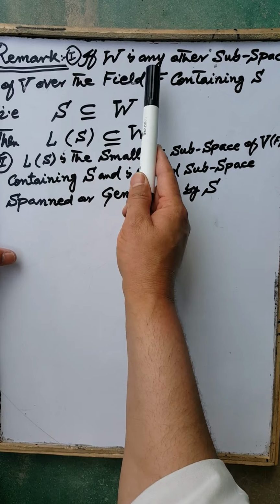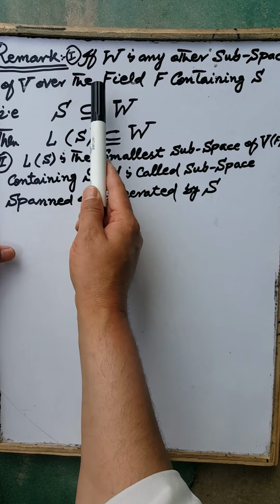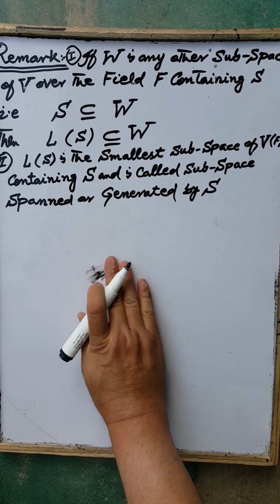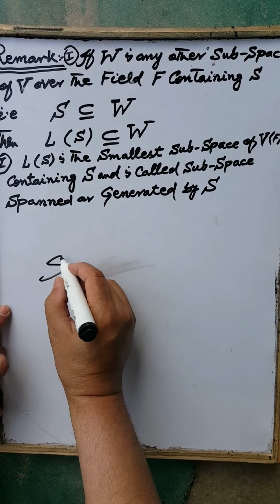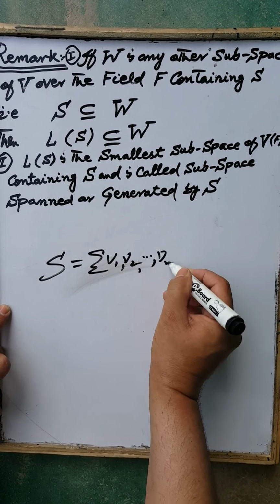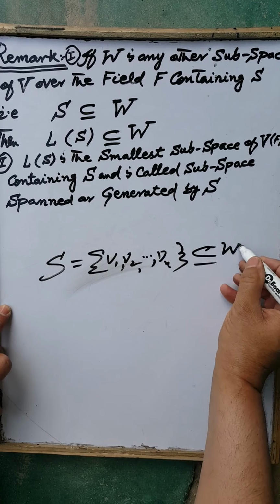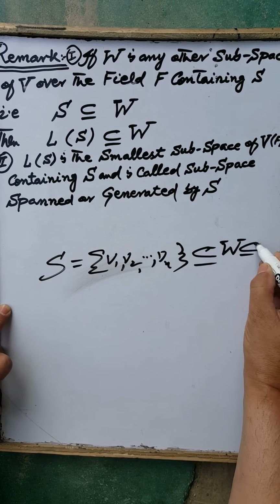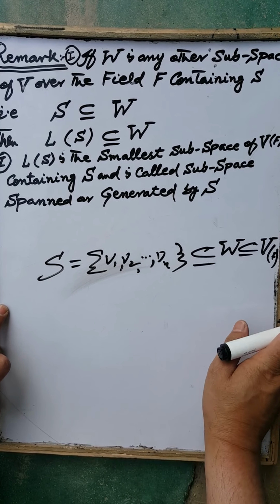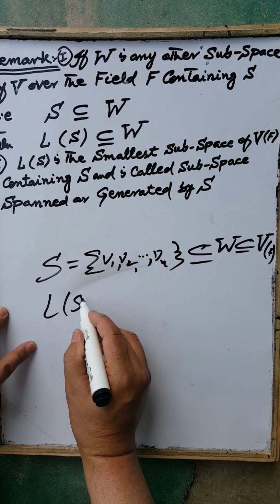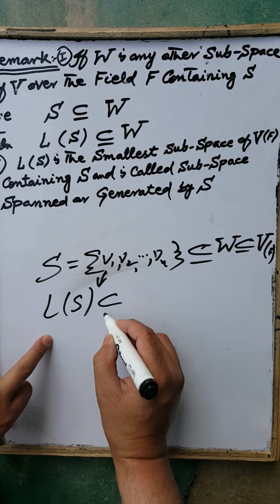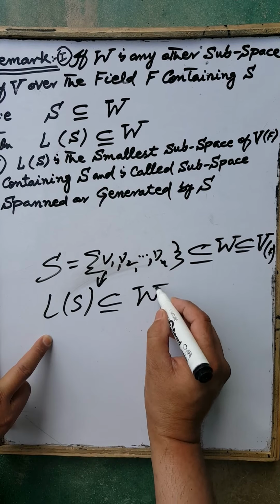First remark: if W is any other subspace of the vector space V over the field F containing the set S, that is, the set S consists of elements v1, v2, up to vn, which is a subset of the subspace W of the vector space V over the field F, then the linear span of the set S is a subset of the subspace W.